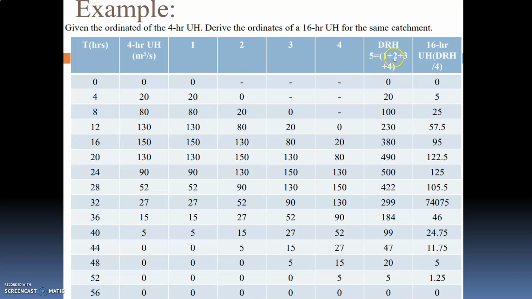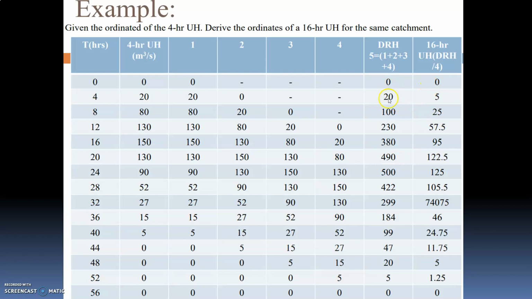Once it is done, add these. This is the column 5 total runoff. Column 5 is equal to 1 plus 2 plus 3 plus 4, that is 0, 20, then 80 plus 20 is 100, 130 plus 80 plus 20 is 230, then 150 plus 130 plus 80 plus 20 is 380. Add all these values. And the last column is column 5 divided by 4, for the 16 hour duration.